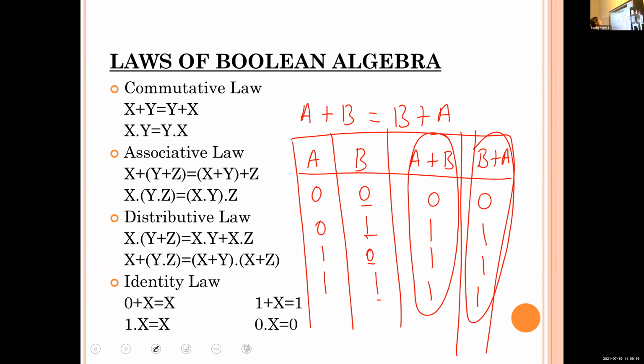So our question is, prove commutative law using truth table. If the question is like that, you want to draw the truth table and give input values like A, B, and the first column is LHS, that is A plus B. After that, write the column B plus A, and you just mention that the second last column and the last column are same, that is B plus A and A plus B are same.